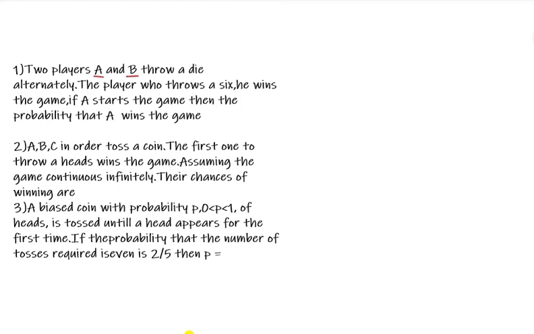So two players A and B throw a die alternately. The player who throws a 6, he wins the game. So probability of getting number 6 is equal to 1 by 6. Probability of not getting a number 6 is equal to 5 by 6. Okay. So he is saying A starts the game.